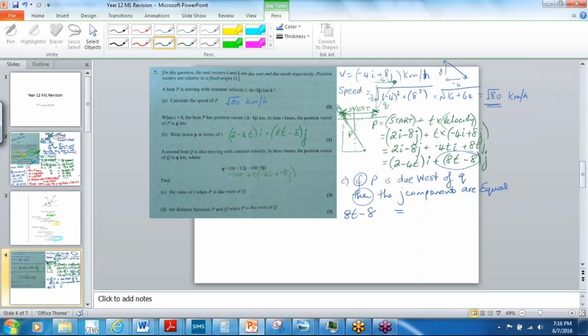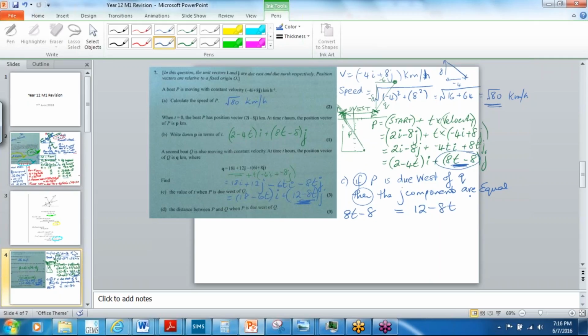Well, let's expand this. So we've got 18i plus 12j minus 6ti minus 8tj. Group these in i components, so it's 18 minus 6t i, and it's 12 minus 8t j. And that is the component that has to equal P, the boat at Q. The j component will equal the j component for P. So that should equal 8t minus 8.